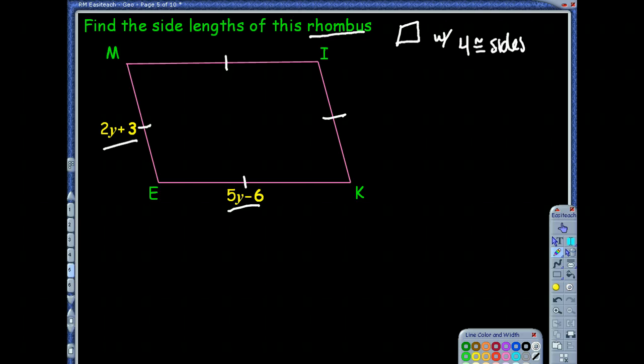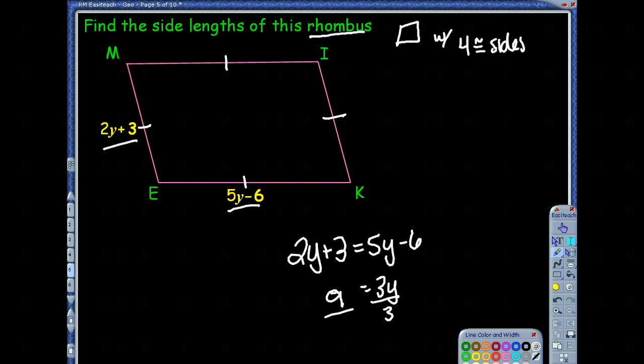I have 2 sides that are adjacent, which in a parallelogram would not be congruent, but because this is a very special type of parallelogram, a rhombus, these are also congruent. So what can we do? We can just set them equal to each other. So 2y plus 3 is equal to 5y minus 6. So I get 3y equals 9, and so y equals 3.